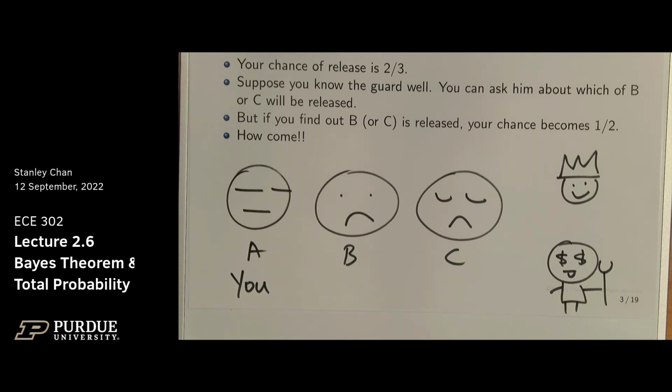As you talk to the guard, the guard has to tell you B or C. And no matter which one the guard tells you, your chance of being released would reduce to 1/2, because it would be either you or B, or you or C. Okay, your chance of being released would drop. That just doesn't make sense. Something has gone wrong in this logical argument. And what has gone wrong? Yes, please.